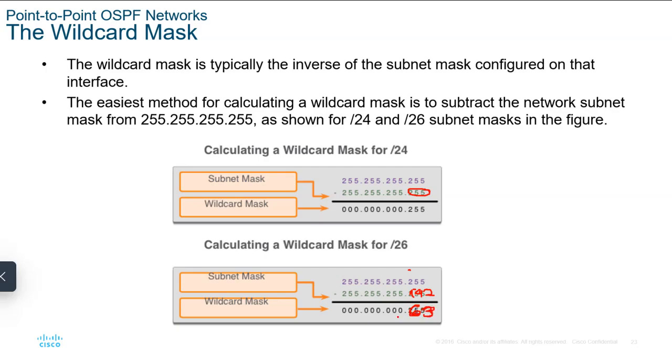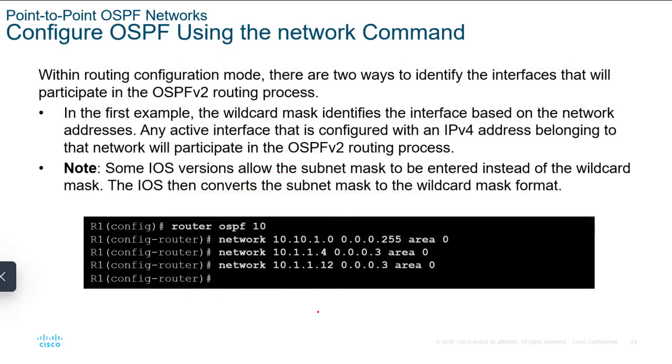This a 63. So please use that concept, and then you try to see whether you will be able to get the wildcard mask, that concept of wildcard mask. So within routing configuration mode, there are two ways to identify interface that will participate in OSPF version 2 routing process. In the first example, the wildcard mask identifies the interface based on the network address.